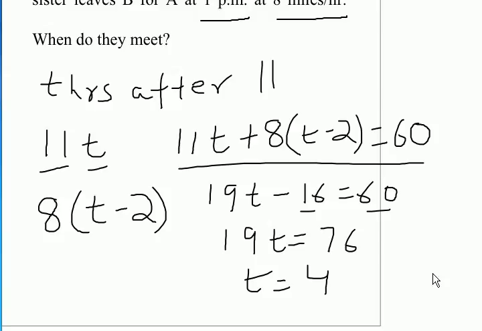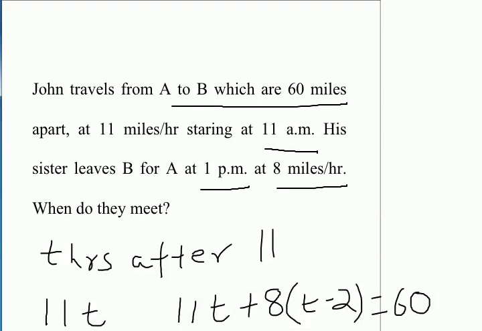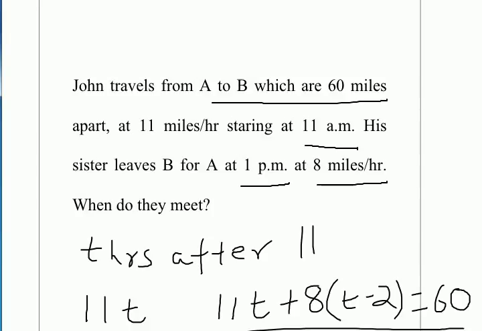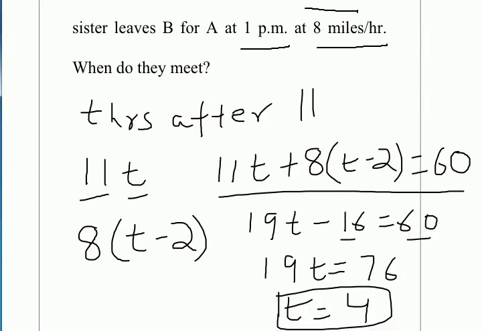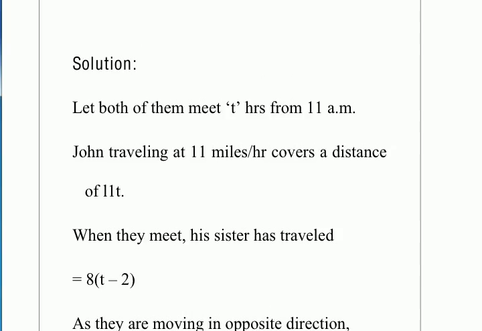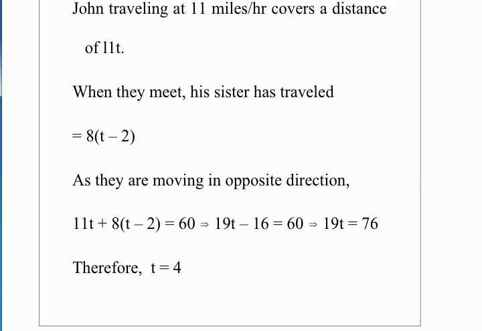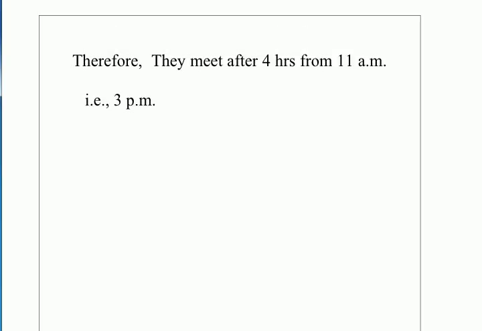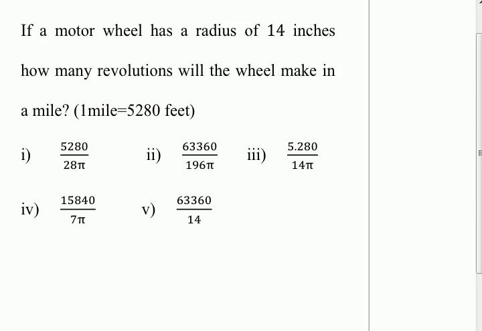So the answer we get is T equals 4, which is after 4 hours of starting, that is with 11 o'clock as a reference, they meet, which means they meet at 3 p.m. So let's look at the official solution. So we get t equals 4 here, and that means they meet at 3 p.m. Moving on to our next example.